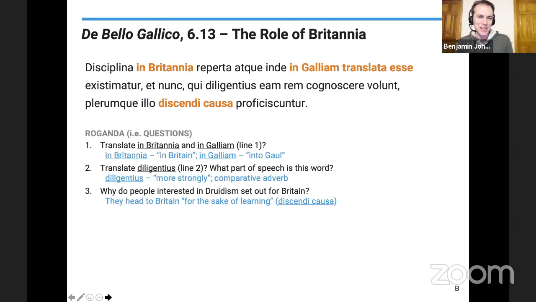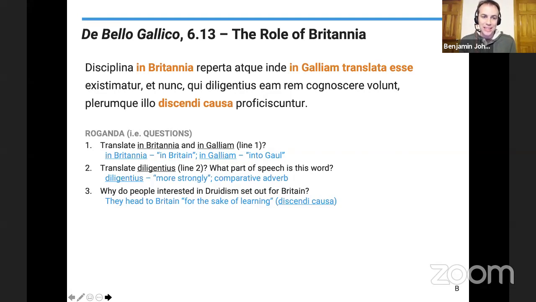Okay, here we go. You might remember that when in takes the ablative case, that's Britannia, it shows location in Britain, but when in takes the accusative case, it shows motion towards. That's why in Galliam is into Gaul. So the disciplina reperta in Britannia, it's been found in Britain, and then translata esse, it's been transferred over to Gaul. So it's thought, existimatur.